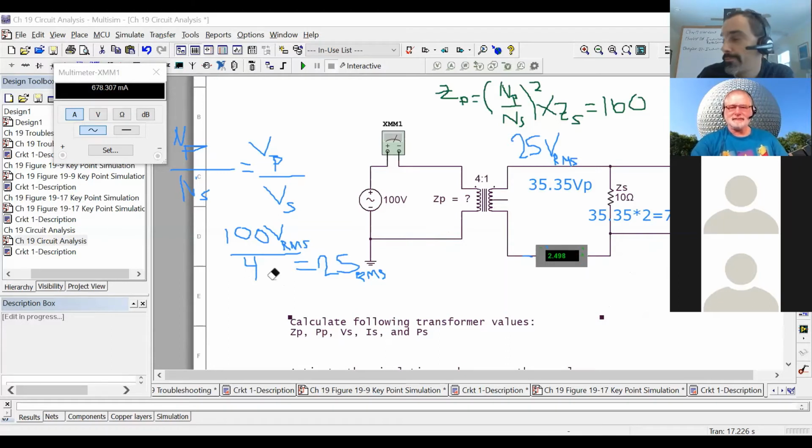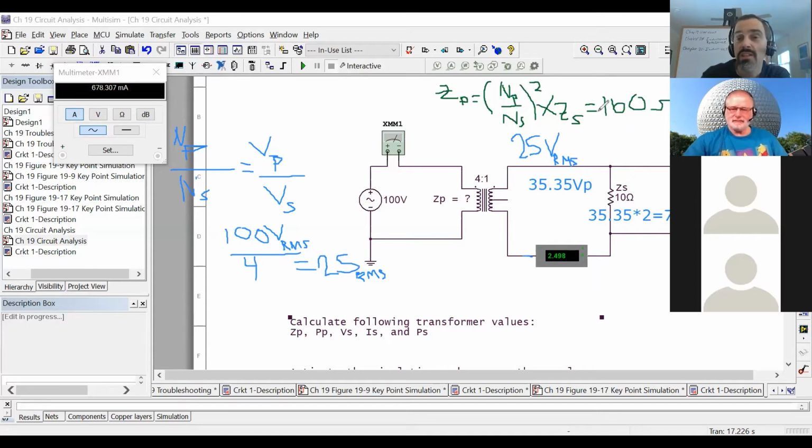What'd you get for that, sir? Did you get 160? Yeah, I got 162. Okay. 160, I got 160. Watch those parentheses. Please watch those parentheses. That's the reason I'm asking, because a lot of times you forget to put things in parentheses. There's a big difference if you just say NP over NS and multiply it by ZS and square everything. There are many ways you can screw this equation up. So that 160 is ohms. It is a value of ohms.